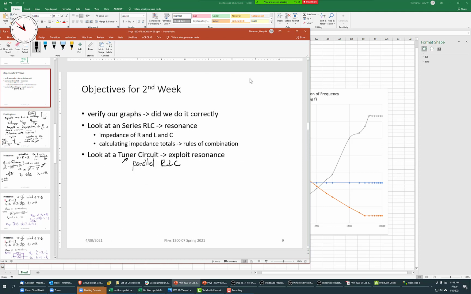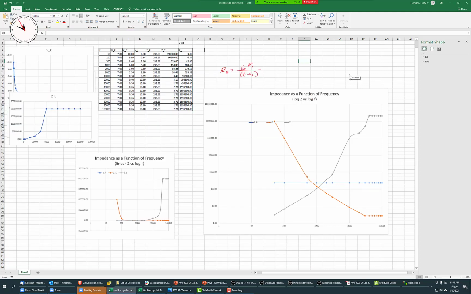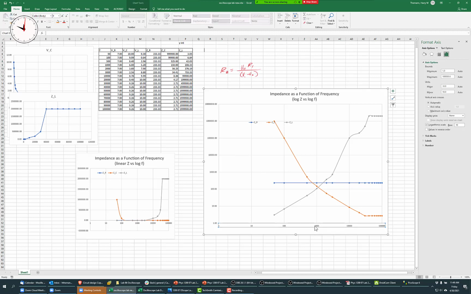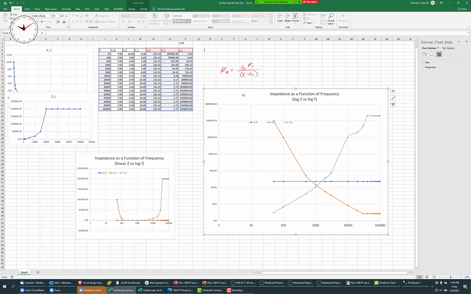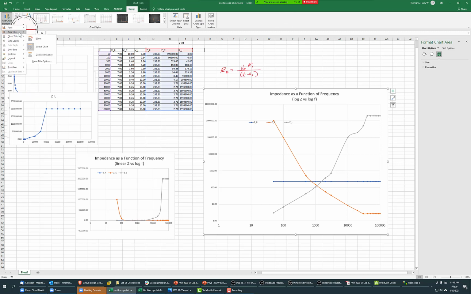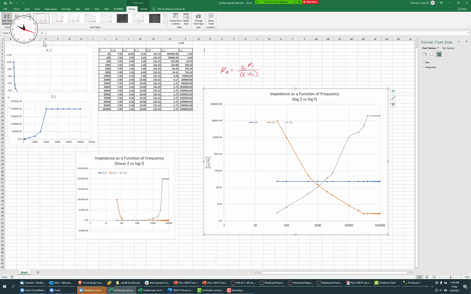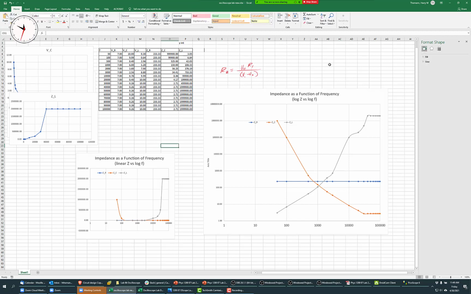Okay, so you need to jazz these up. This could have a bigger font, for example. It needs axis labels, axis titles, excuse me, so there's the vertical one, etc. Any questions on this stuff from last week?